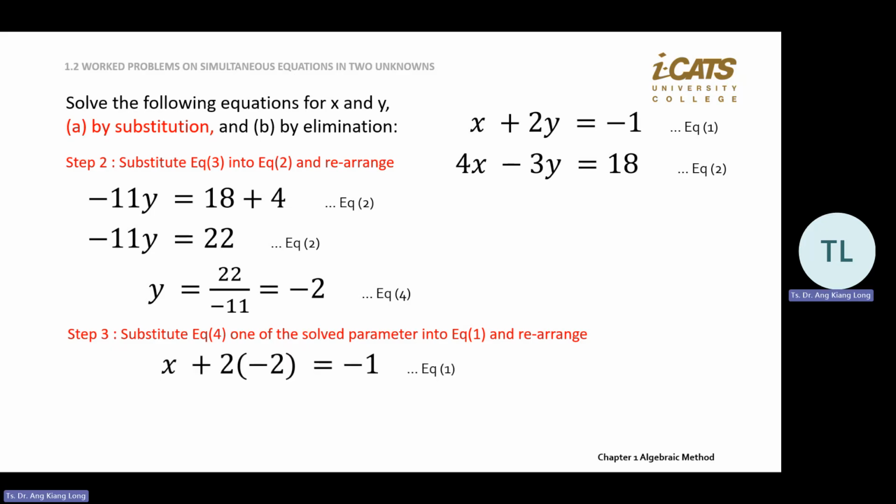So you rearrange. You know that y equals minus 2, x plus 2 bracket minus 2 equals 1. So x equals minus 5. Minus x equals 3. Then label that one as equation 5.